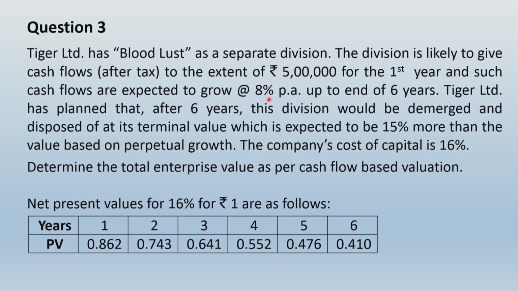So what you would do is arrive at a terminal value at the end of 6 years, but the terminal value which you calculate based on the perpetual growth model will not be the terminal value that you will consider, because that value is expected to be 15% more than the value based on perpetual growth. In other words, you will first find the value as per perpetual growth. To that you would add 15%, which will be the disposal value or terminal value, and then once you have all these future values, you will arrive at the present value of these future cash flows and future values.